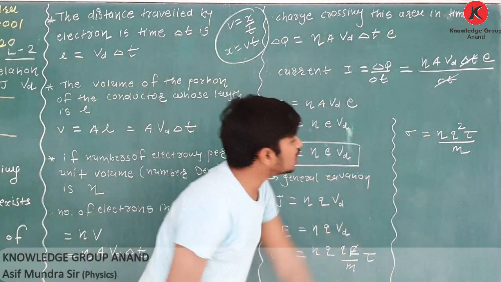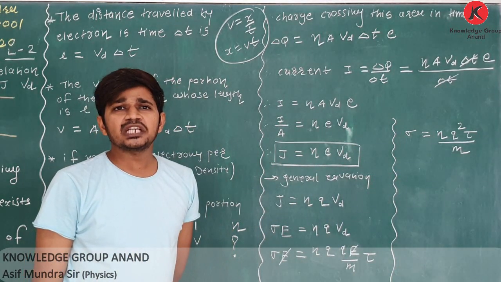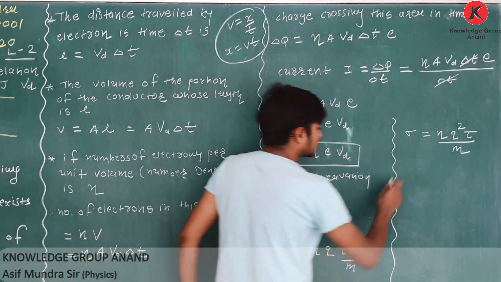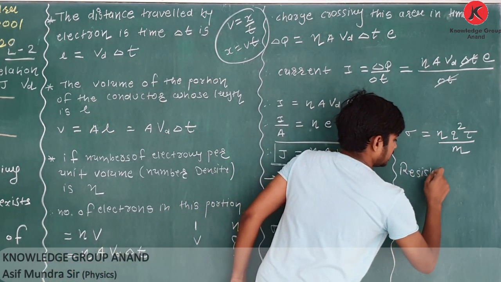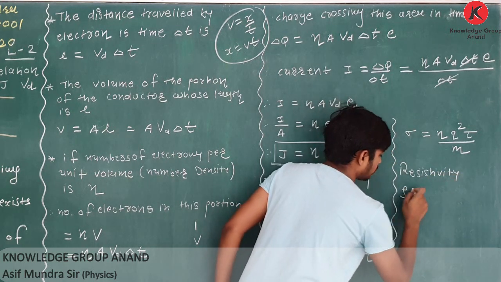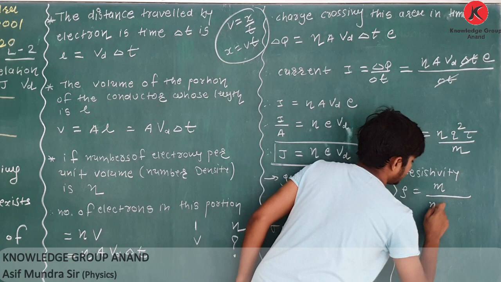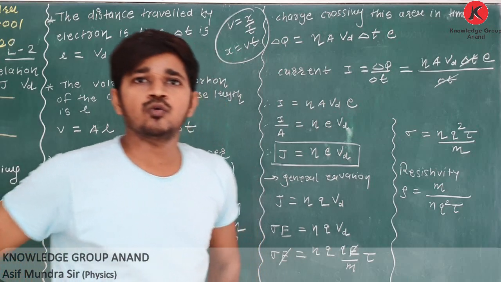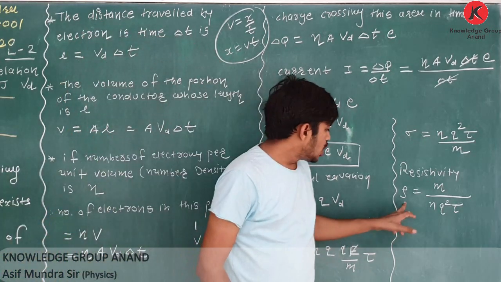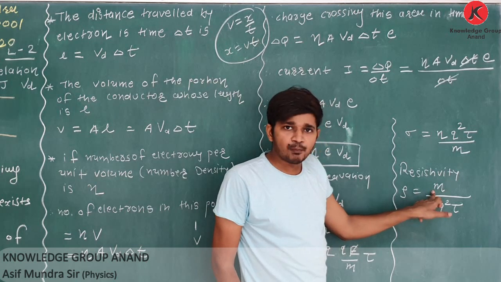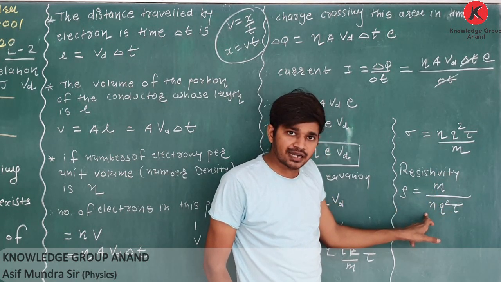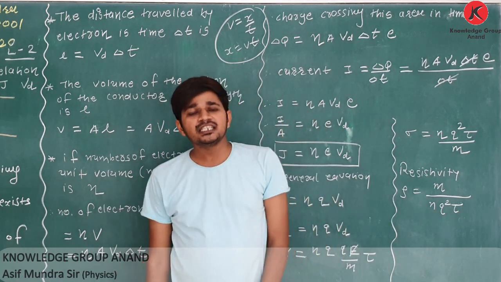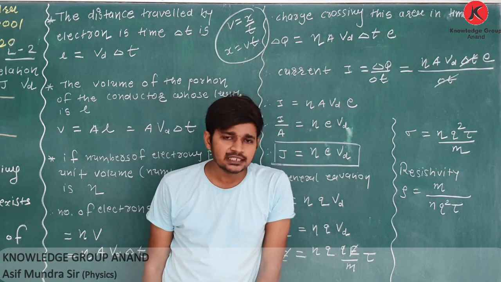Another equation is the equation of conductivity. What is the equation of resistivity? Resistivity is the reciprocal of conductivity. So resistivity rho is equal to m upon n q square tau. Clear? What is the general term? Rho is resistivity, m is mass of the particle, n is number density of charge, q is charge of the particle, and tau is relaxation time, that is the average time between two successive collisions.